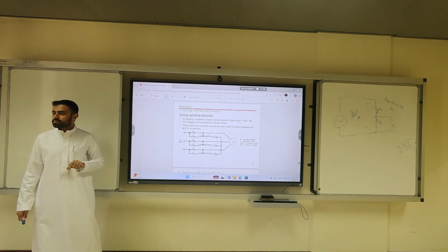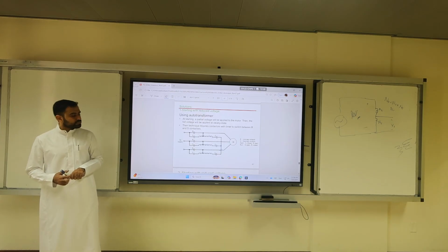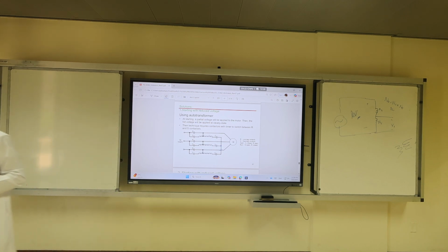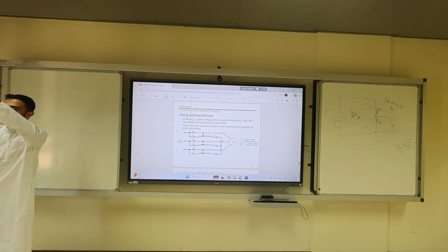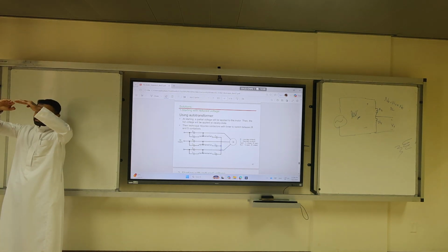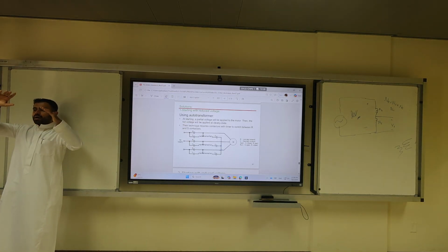Clear? Yes. But this doesn't give you variable voltage, right? No. Auto transformer doesn't give you variable voltage. This is just to start at a small voltage. So we are not using any of the previous techniques. The major ways to reduce the starting torque: increase the resistance, reduce the voltage, change the frequency. So this is just this.